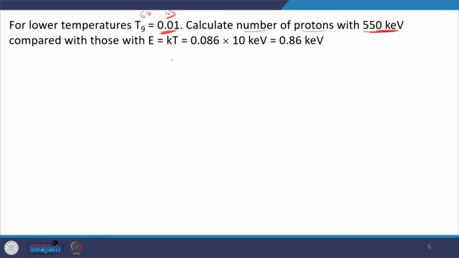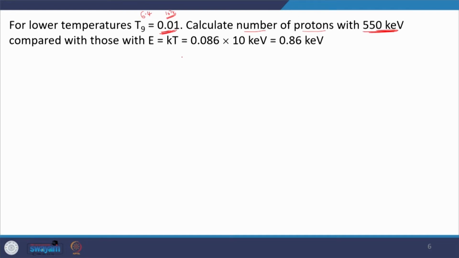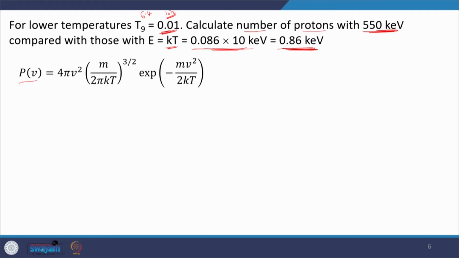So, to understand in a better way, let me consider a temperature which is much less than the temperature corresponding to the Coulomb barrier, that is 10 to the power of 7 kelvins. Now, let us calculate the number of protons having energy 550 keV, compared with those with kT, where T is not 10 to the power of 9 kelvins. It is basically this kind of formula I have given you earlier. So, 10 keV gives rise to 0.86 keV, using this formula, the probability distribution of the particles.